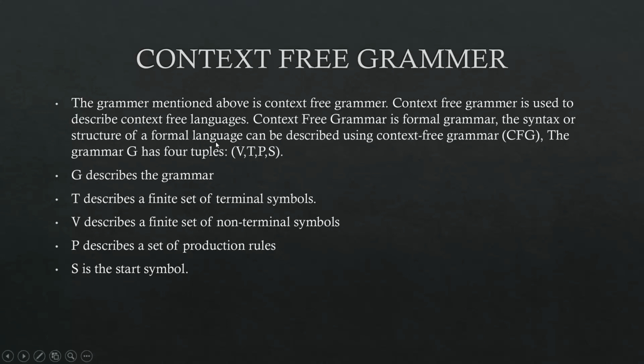We know that the grammar mentioned above is a context-free grammar, and context-free grammar is used to describe context-free languages. Context-free grammar can be described using four tuples, G = (V, T, P, S), where G is for grammar, T describes the finite set of terminal symbols, V describes the finite set of non-terminal symbols, P describes a set of production rules, and S is the start symbol.